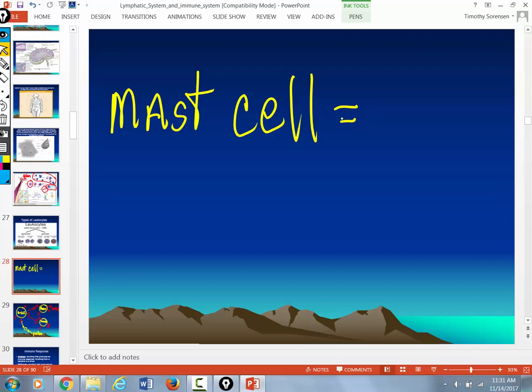That's perfectly logical. But no. You better write this down. Mast cells contain a chemical called histamine. Have you heard of histamine? You've probably heard of antihistamine, right? Histamine is a chemical that's released from mast cells.